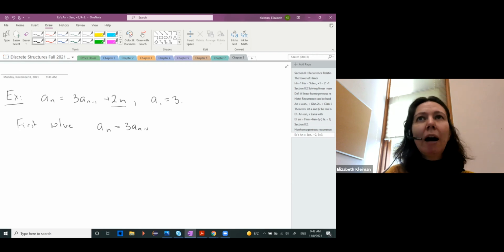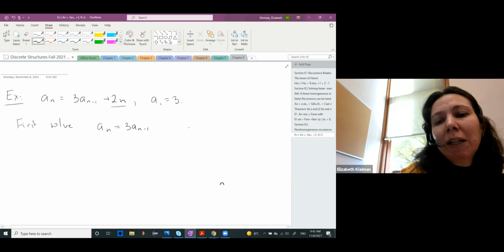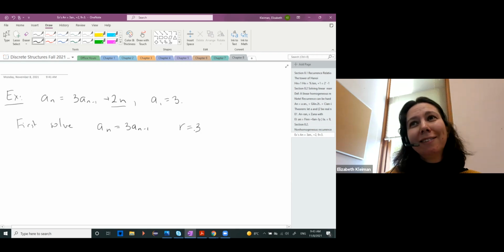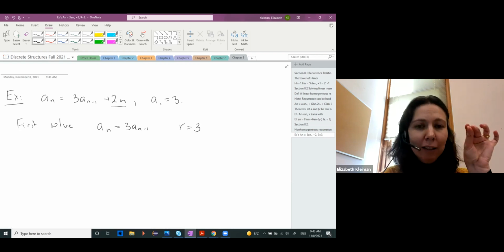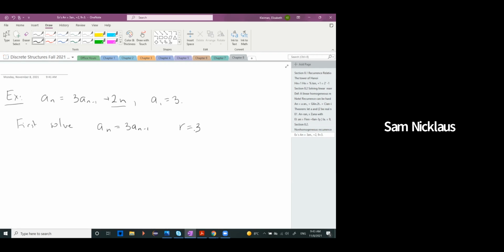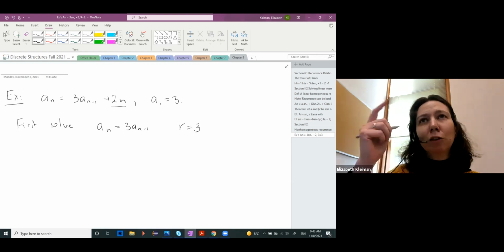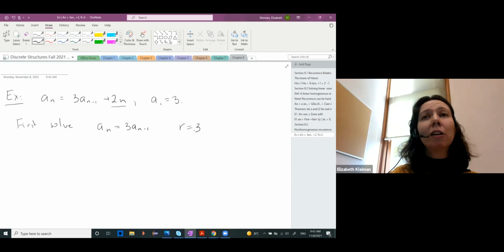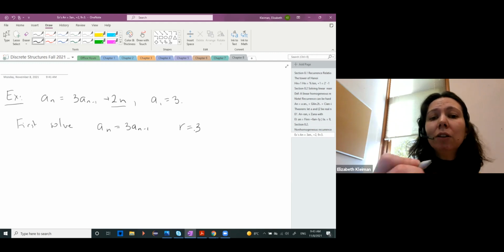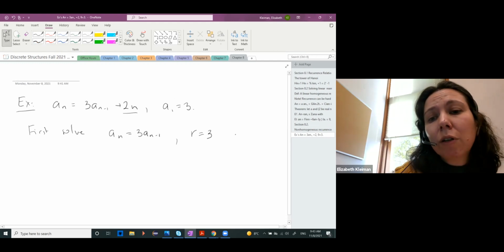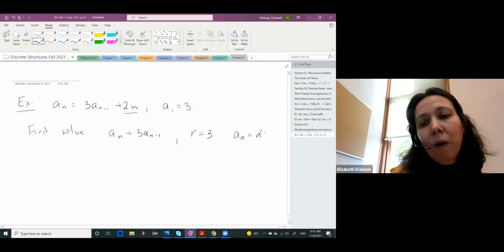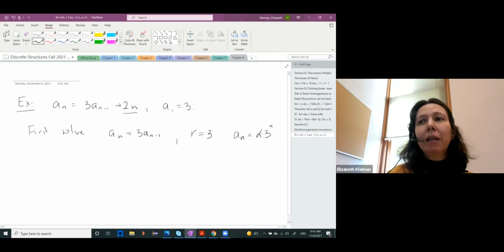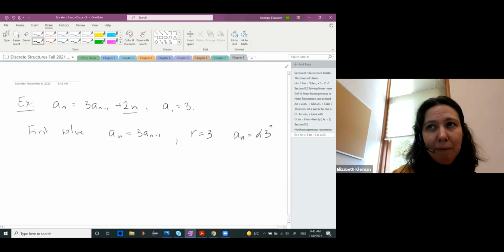And now, do you remember how we solve this? This is just pretty much the r equal to 3 thing, correct? Because remember, we substitute r to the power n and r to the power n minus 1, and then we can get rid of r to the power n minus 1 on both sides, and we get r equal to 3 as a solution. So we know our solution for the homogeneous portion of this is going to be a_n equal to alpha times 3 to the power n. So this is what we did last time.